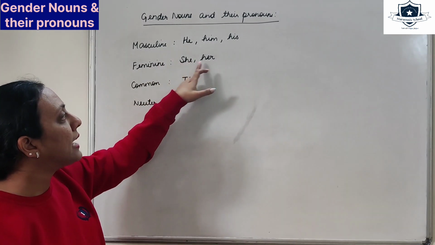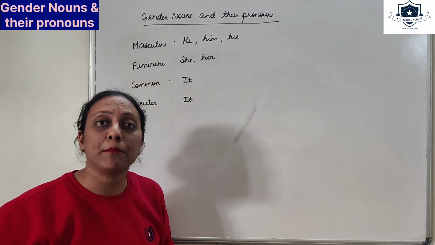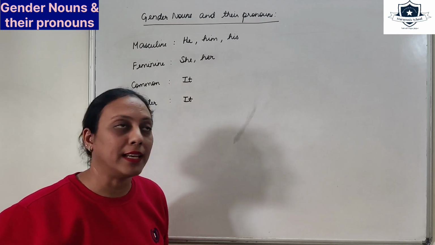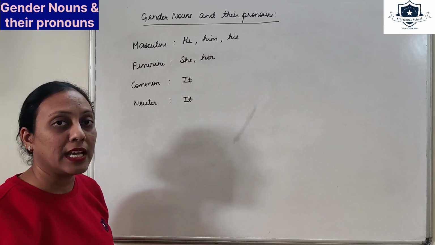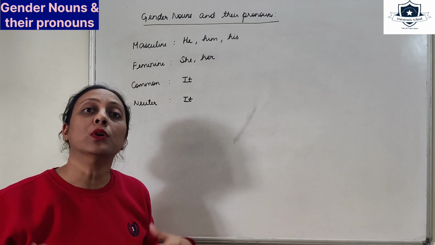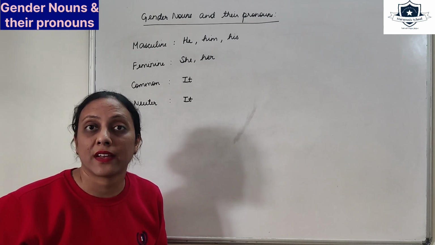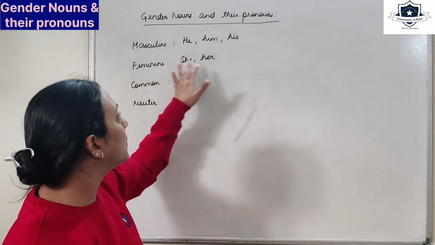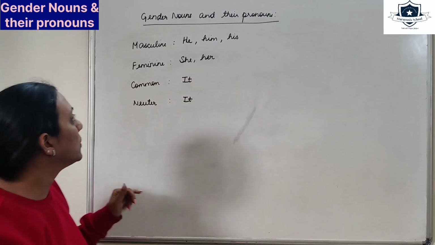Feminine, she and her. For example, I met my mother. She looked phenomenally well. So it is she. I gave my pen to my sister. She was very happy. It was her pen. So that is how we will frame certain sentences with these.